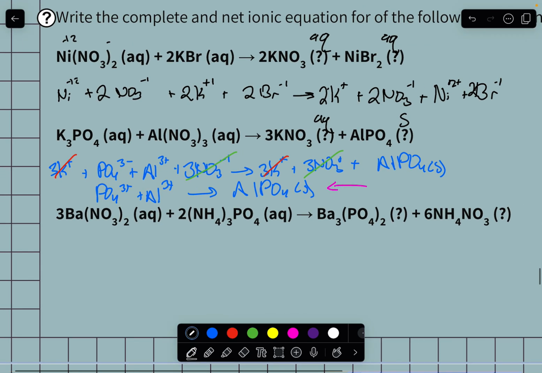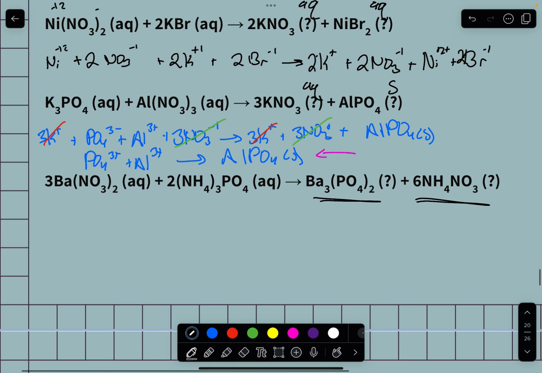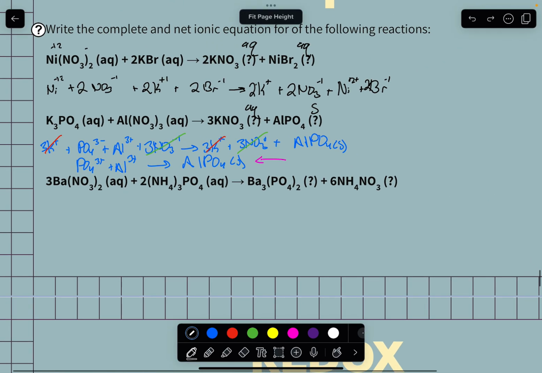All right, I want you to do the same thing with this example down here. Figure out which one of these is going to be a solid first. One of them is going to be solid. The other one will be aqueous. Then write the net ionic equation.